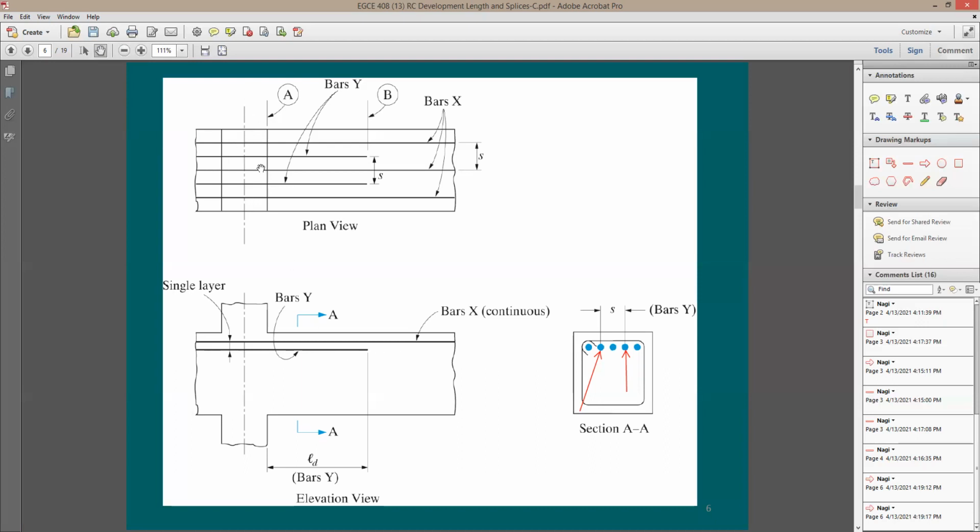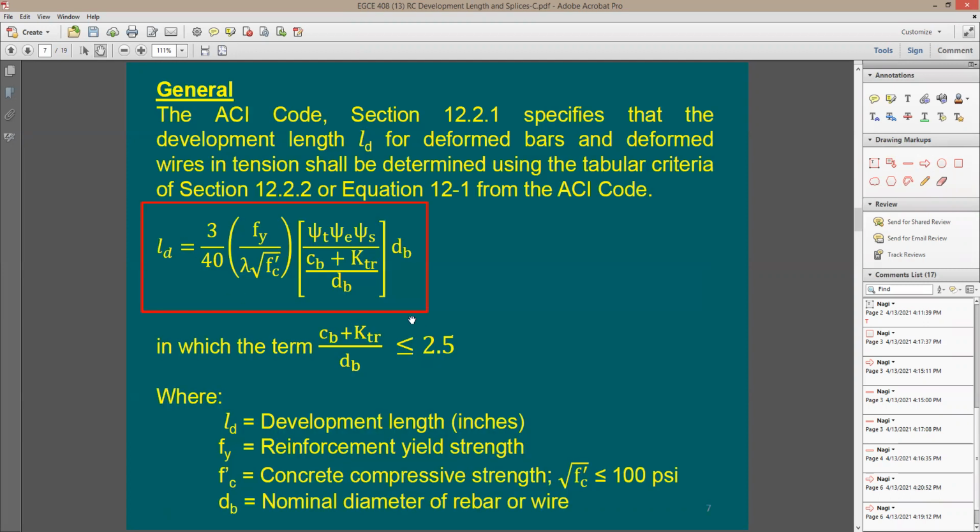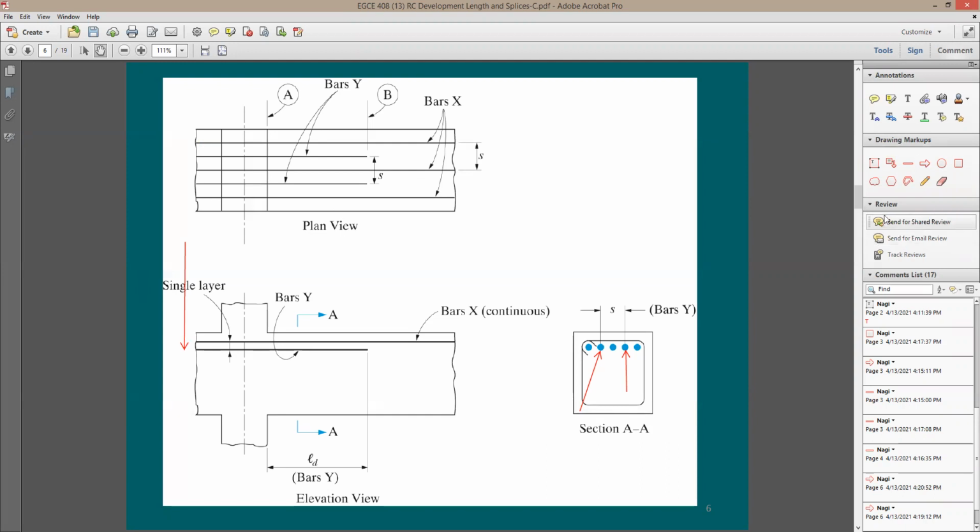Now, right at this section A, and here's section B. At section A, I need only 3 rebars. Right before this, to the left, I need 5 rebars. So in this location, I may need 5 bars. At this location, I need only 3 bars.